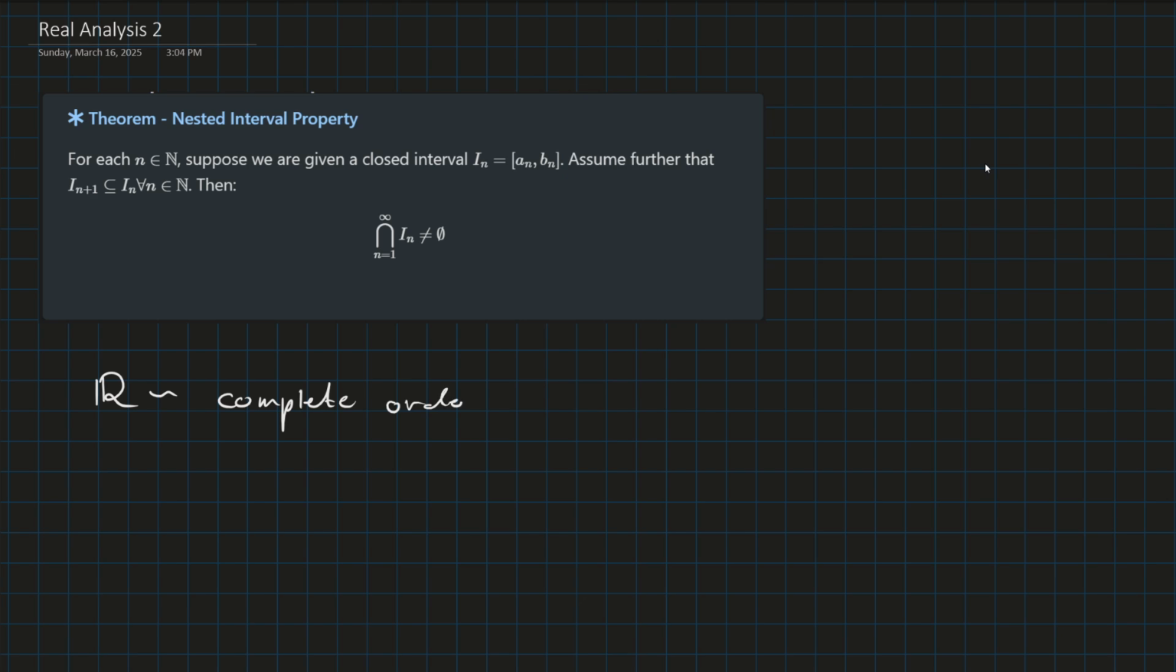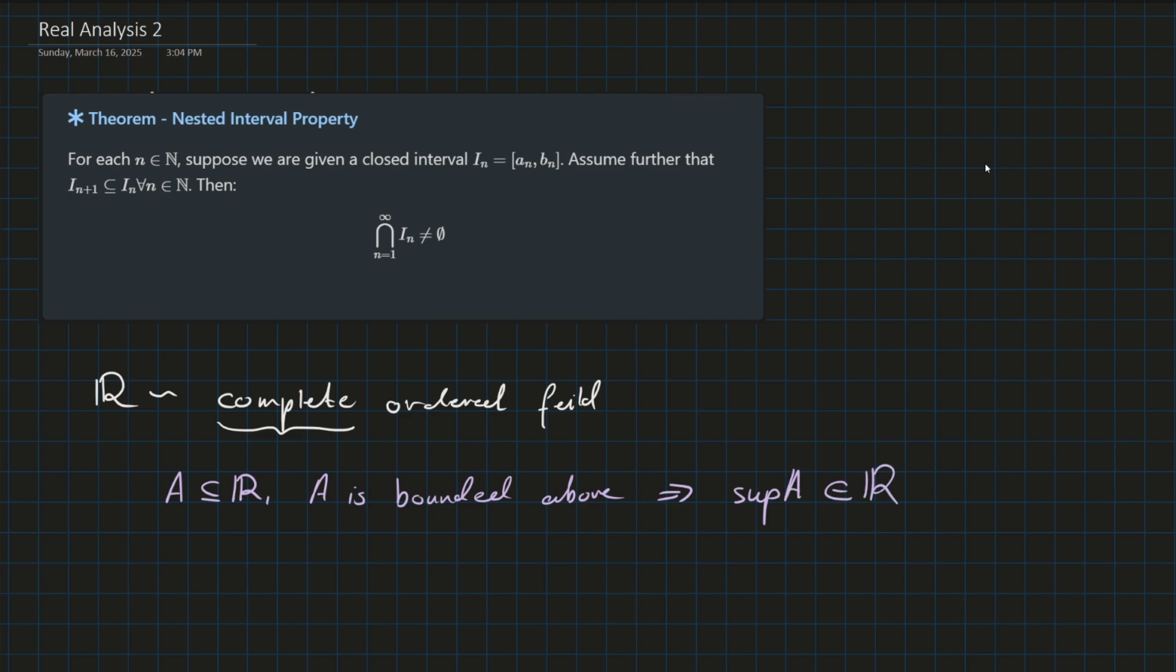So we take R to be the complete ordered field, and the word complete here, our initial characterization of it, and the one that we're going to use, is that if A is a subset of R and A is bounded above, this tells us that the least upper bound, or the supremum of A, is a real number. It exists. We have a supremum. Okay, so with that in mind, we want to prove this nested interval property.